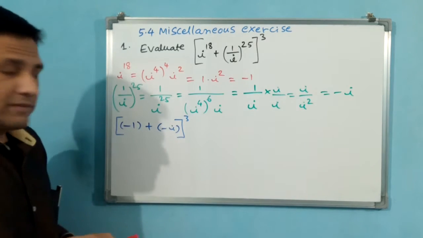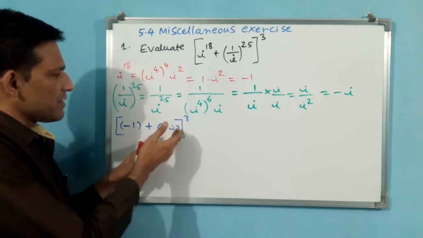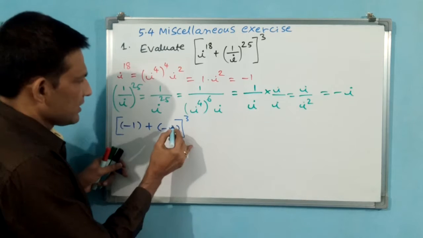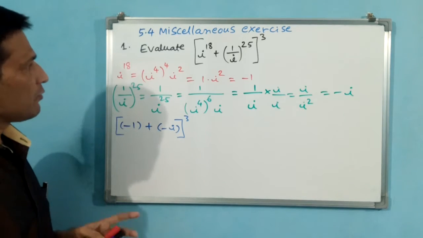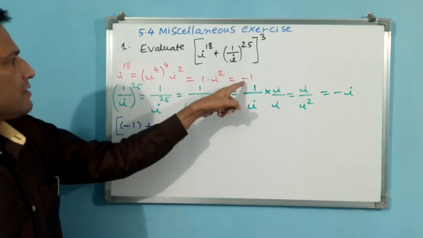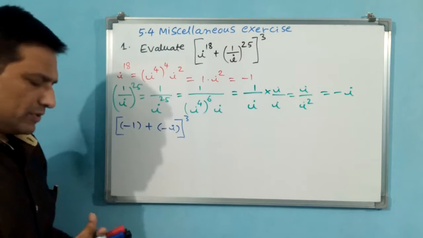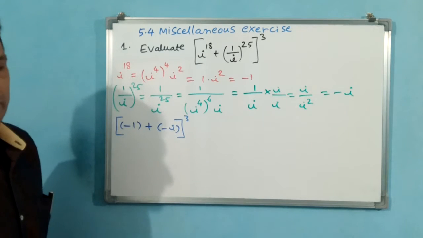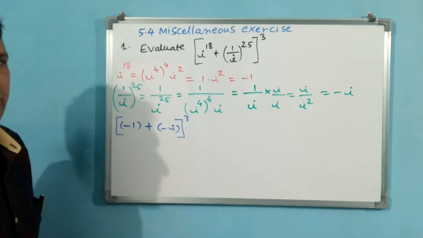Why I have written like this means a plus b whole cube formula I will apply, but a will be minus 1, b will be minus I. Okay, a plus b whole cube formula I am going to apply, but because a is minus 1, b is minus I, whole cube. Now we know a cube plus 3a square b plus 3ab square plus b cube.